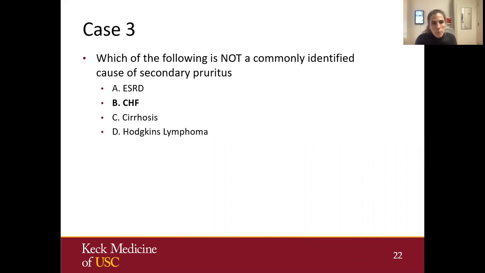Excellent. So the answer is B, CHF. There are many causes, but some of the high-hitting ones are end stage renal disease and cirrhosis. Hep C without cirrhosis can cause pruritus, but also cirrhosis of any etiology can lead to pruritus, and very bad pruritus, as most of us are aware. And Hodgkin's lymphoma is something we think about in the pruritus NOS workup. The initial presentation of Hodgkin's can be with pruritus. Great job. Thank you, guys. We can move on.